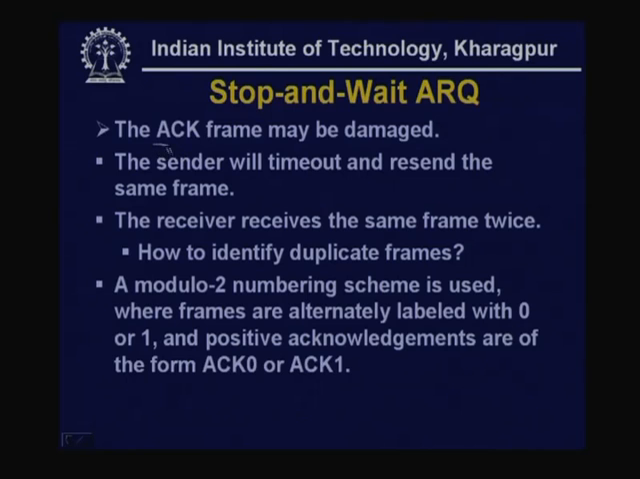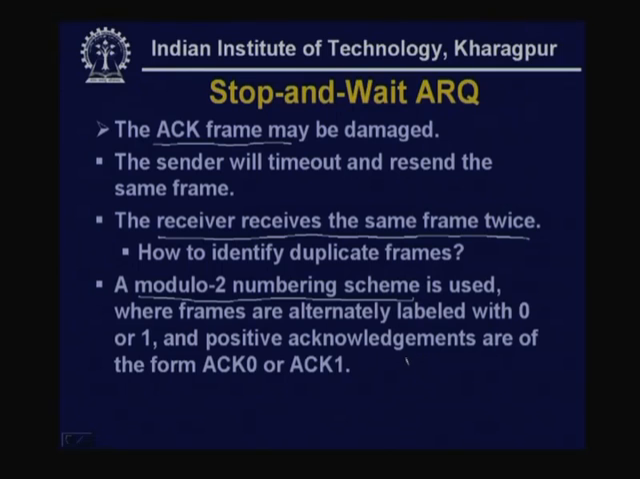However, there is a possibility that the acknowledgement frame is also damaged. So, in this case also the sender will time out and resend the same frame. Now, whenever the acknowledgement is damaged or lost, the sender will retransmit it. So, there is a possibility that the receiver receives the same frame twice. How do you overcome that? That can be overcome by using a modulo 2 numbering scheme.